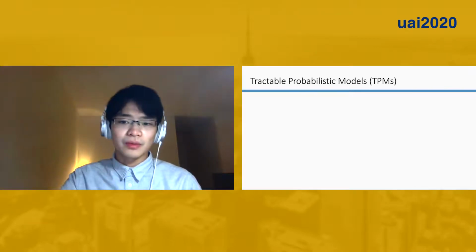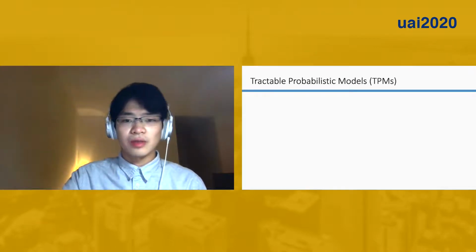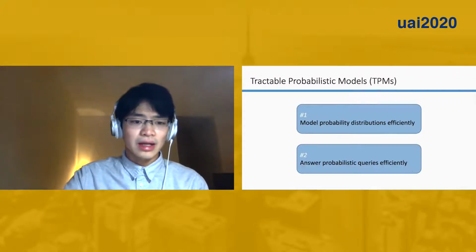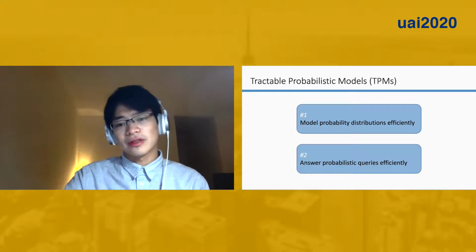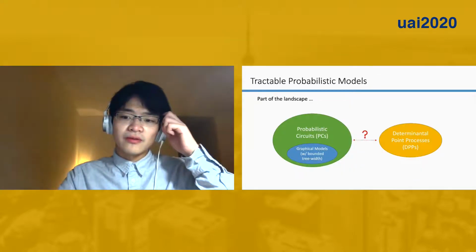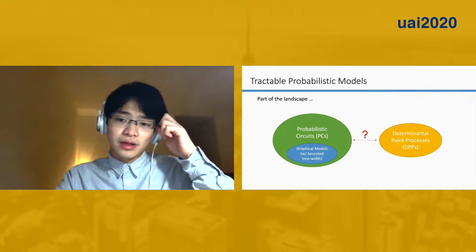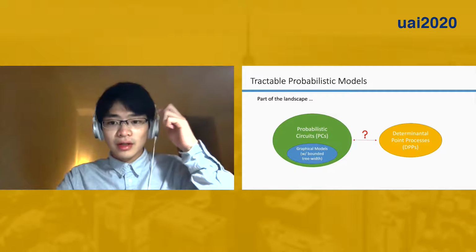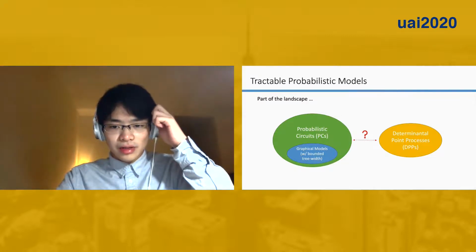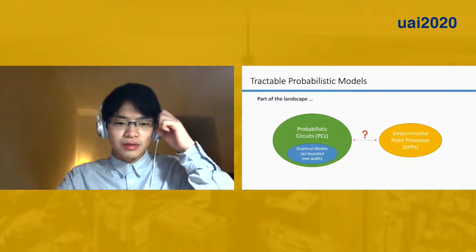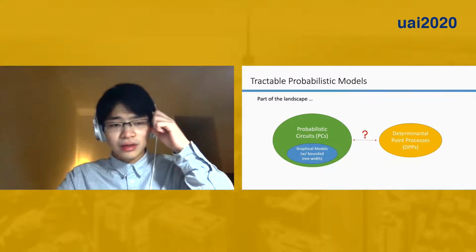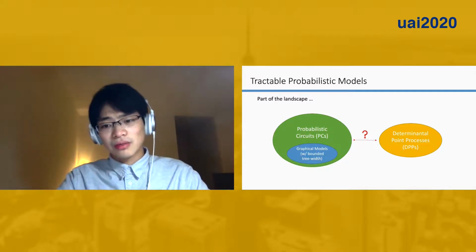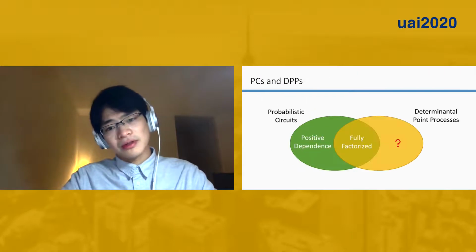To solve this problem, people have developed tractable probabilistic models, TPMs. TPMs in general should model probability distributions efficiently and answer probabilistic queries efficiently. Various TPMs have been developed for different purposes. Here's part of the landscape. We can see probabilistic circuits, the class of graphical models with bounded tree width, and determinantal point processes. Though each of the classes is individually well studied, the relationship between them is less extensively explored. In particular, we noticed that the study on the relationship between PCs and DPPs is completely absent.